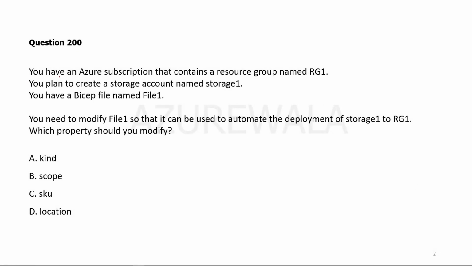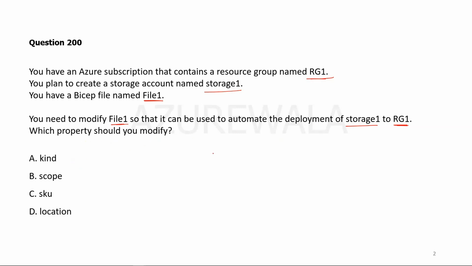Question 200. You have an Azure subscription that contains a resource group named RG1. You plan to create a storage account named storage1. You have a Bicep file named file1. You need to modify file1 so that it can be used to automate the deployment of storage1 to resource group RG1. Which property should you modify?